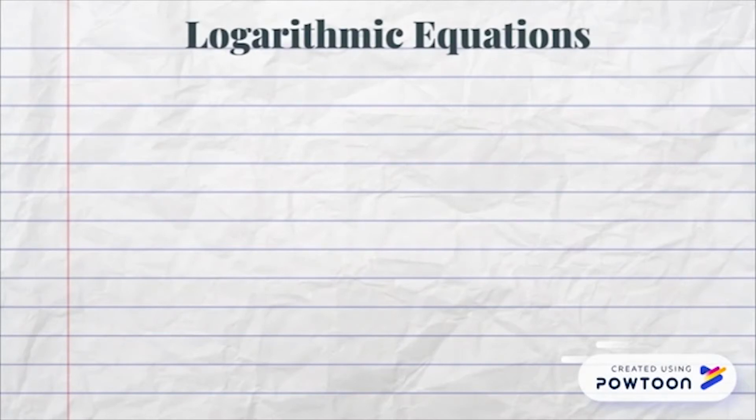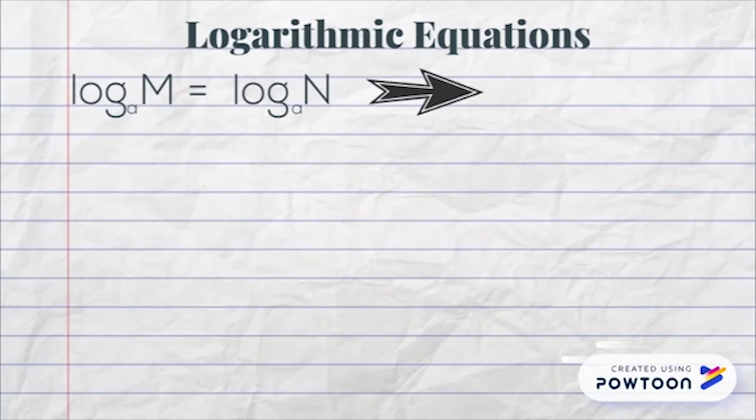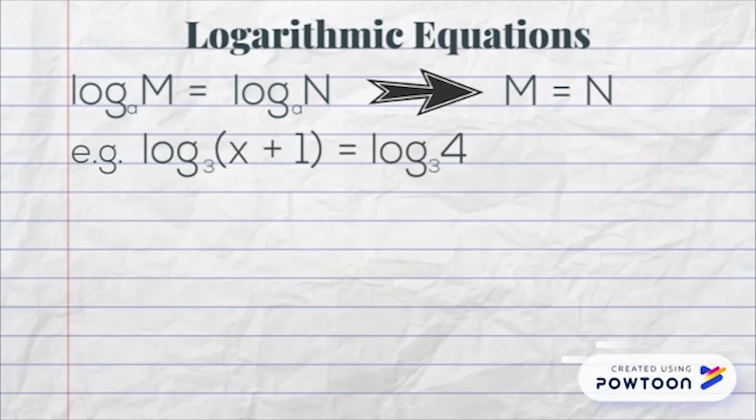Now that we know all of the laws already, let's proceed to the last topic of today, which is logarithmic equation. If log base a of m is equal to log base a of n, then we can conclude that m is equal to n. To make this idea more clear to you, let us do an example using this principle. If we have log base 3 of x plus 1 equal to log base 3 of 4, we can simply conclude that x plus 1 is equal to 4 and get rid of log. Eventually, we get a value of x equal to 3.